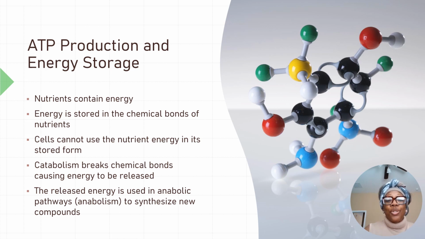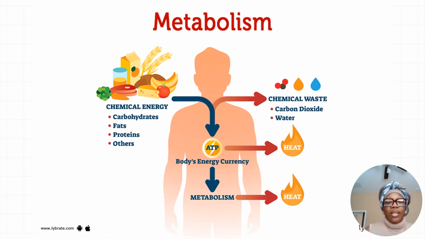Cells cannot use the nutrient energy in its stored form. Metabolism breaks chemical bonds, causing this energy to be released. It's an exergonic reaction. And this released energy is used in anabolic pathways, or anabolism, which is an endergonic reaction that requires energy to synthesize or make new compounds. So again, just keep this picture in mind.